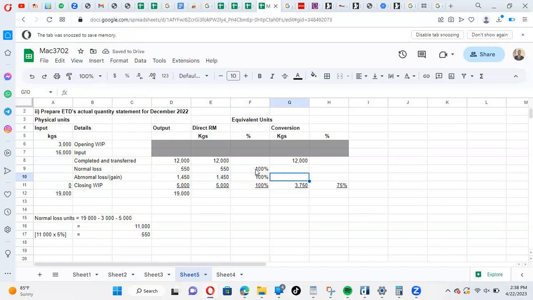Right, but let's deal with the conversion costs. In dealing with the conversion costs now, the units are the same, but we need to check the level of completion, right? When this occurs. So this occurs at what? At 80%. Perfect. So that's what we are dealing with now.